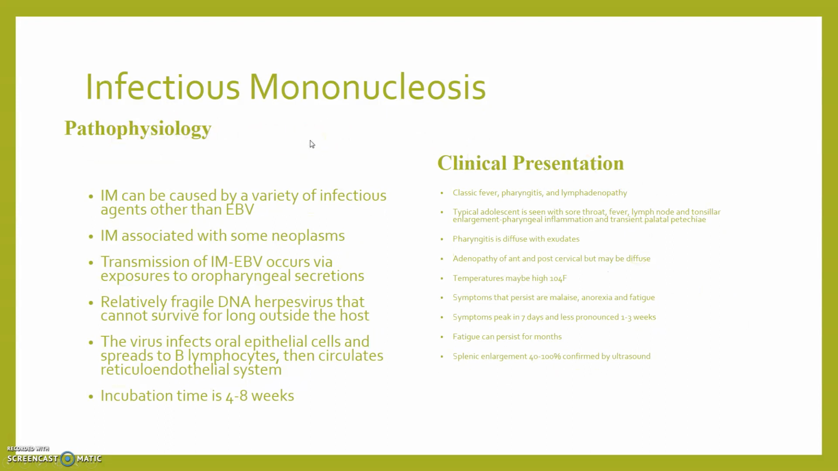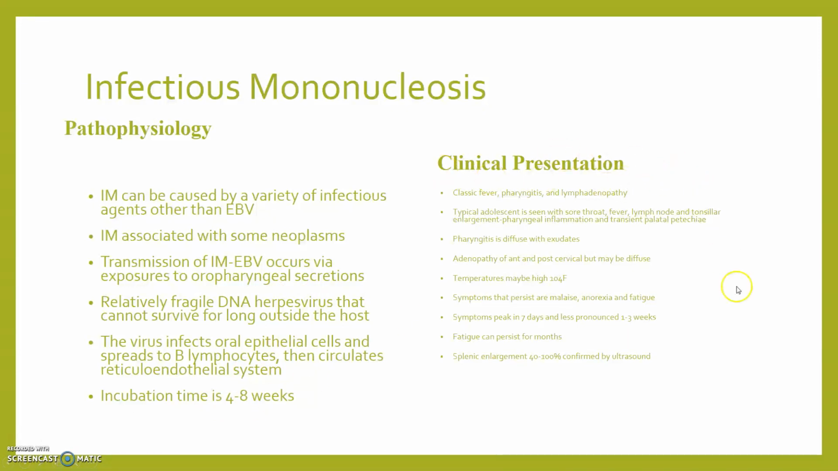So the pathogenesis, again, is that infectious mononucleosis can be caused by a variety of infections. It's also associated with some neoplasms. Transmission occurs via exposures to oropharyngeal secretions. The Epstein-Barr virus has relatively fragile DNA, a herpes virus that cannot survive long outside the host. The virus actually infects the oral epithelial cells and spreads to the B lymphocytes, then circulates into the reticuloendothelial system. Incubation period is usually 4 to 8 weeks.